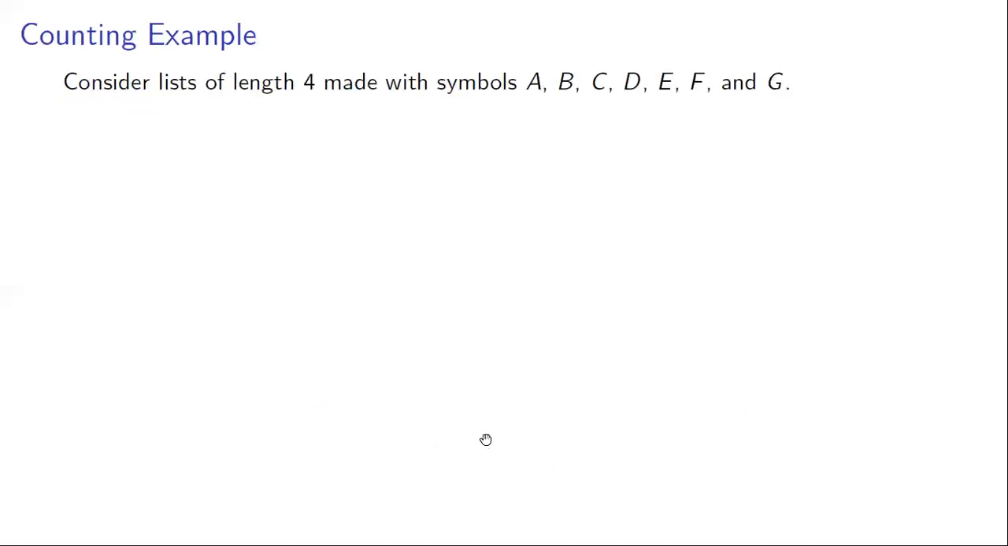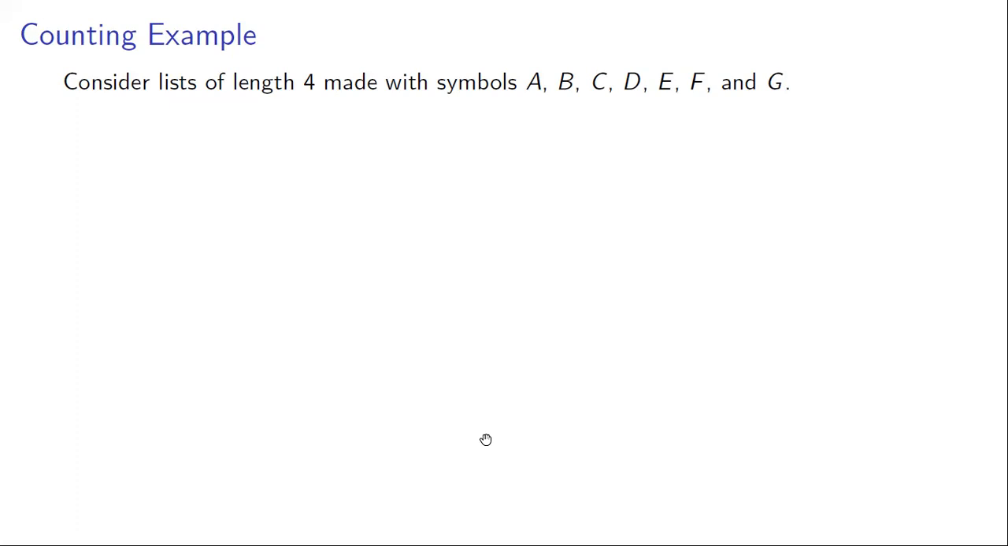Next, we're going to have a counting example involving lists of length 4 made with these symbols, A, B, C, D, E, F, and G. And just to clarify, we obviously do not have to use all these symbols in the list, right? What we're saying is, I want to consider lists of length 4 made out of these symbols, but I don't have to use all the symbols. When I'm making these lists, I'm using these 7 different symbols, A, B, C, D, E, F, and G.